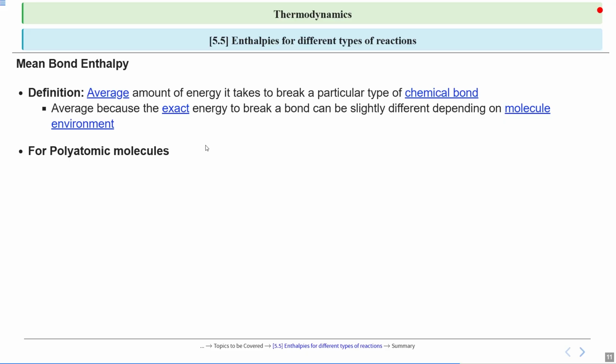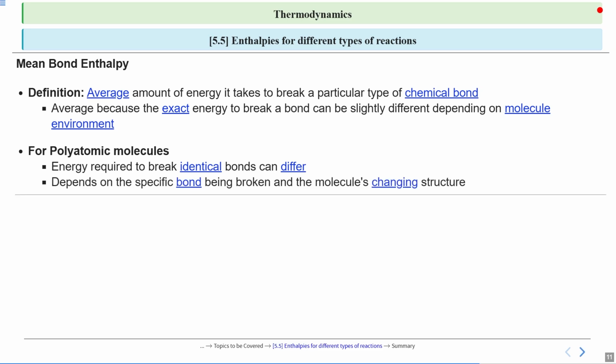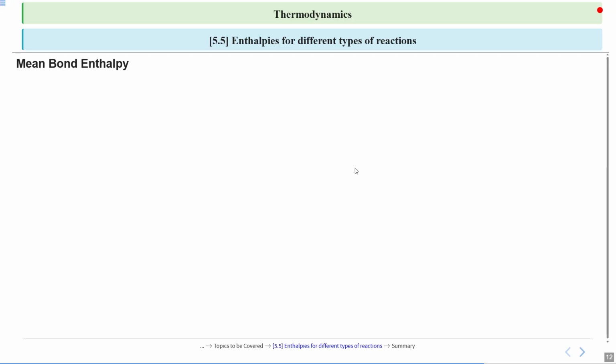So for a polyatomic molecule, we need to define a new kind of bond dissociation enthalpy, which is mean bond enthalpy. Because the bond that is broken results in 2 species having a different structure. So you may face a problem here. This will be clear when you see another case of a different polyatomic molecule. For that, let us take the example of methane.